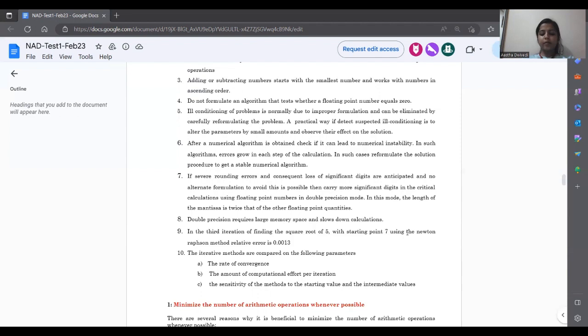Amount of computational effort per iteration refers to the amount of computation required to obtain the next approximation in the iterative process. A method that requires less computational effort per iteration is preferred. Next, sensitivity of the method to the starting value and the intermediate value refers to how sensitive the method is to the initial guess and intermediate guess used in the iterative process. A method that is less sensitive to the initial guess and intermediate guess is preferred. Now let's discuss this ninth question.